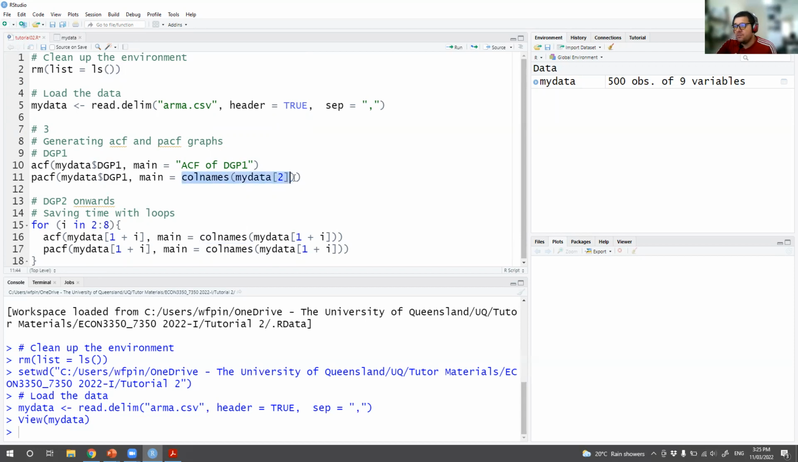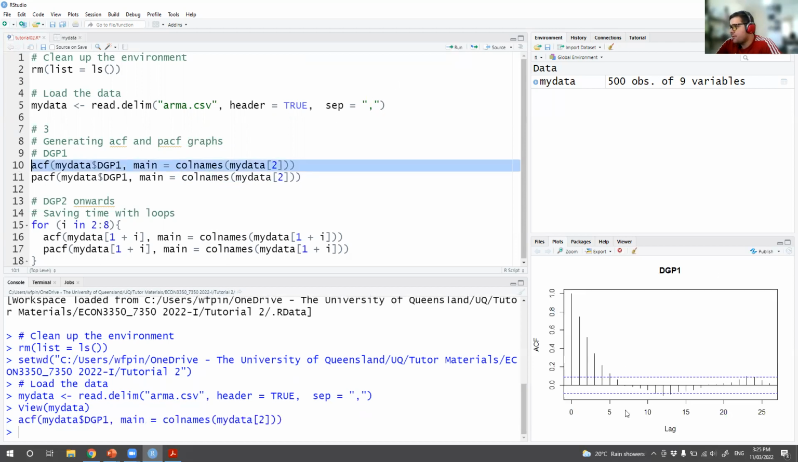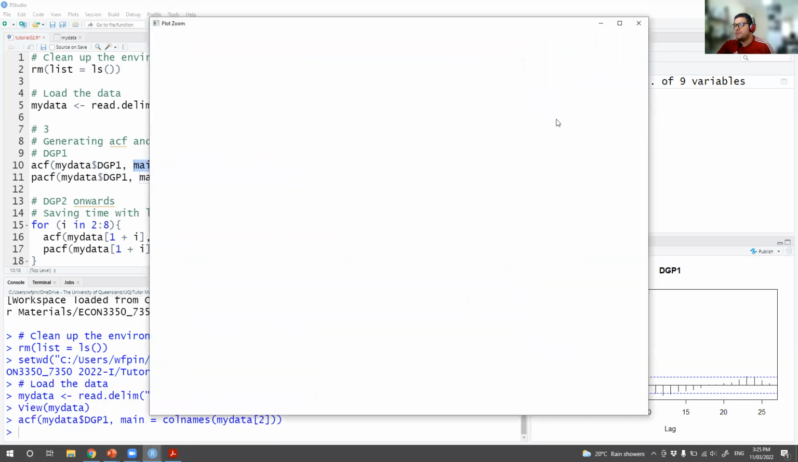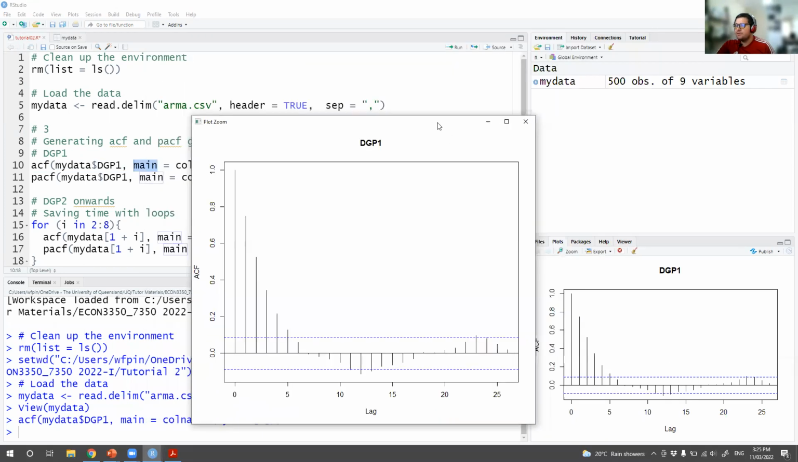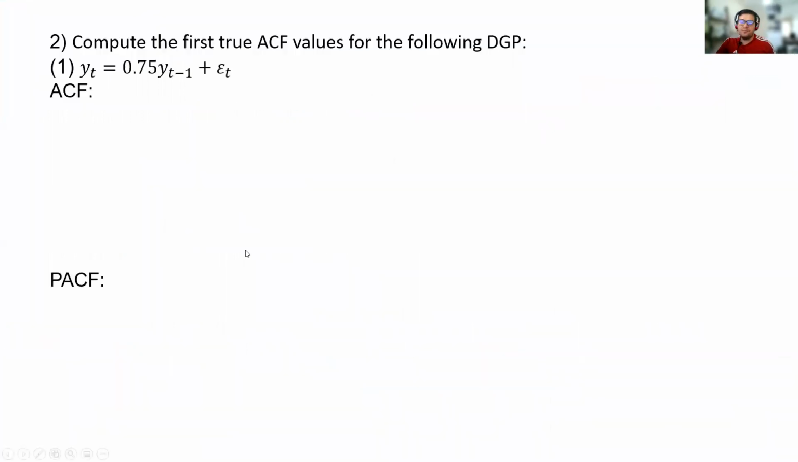Just to keep this consistent, I will return it to the original state. So let me run line 10, and we get our ACF for data generating process 1. Here's what I mentioned with main. It captured that column name as the title of the graph. And let's compare to the numbers. Let me zoom this graph. Might be too big. That's good. And let me jump back to the presentation.